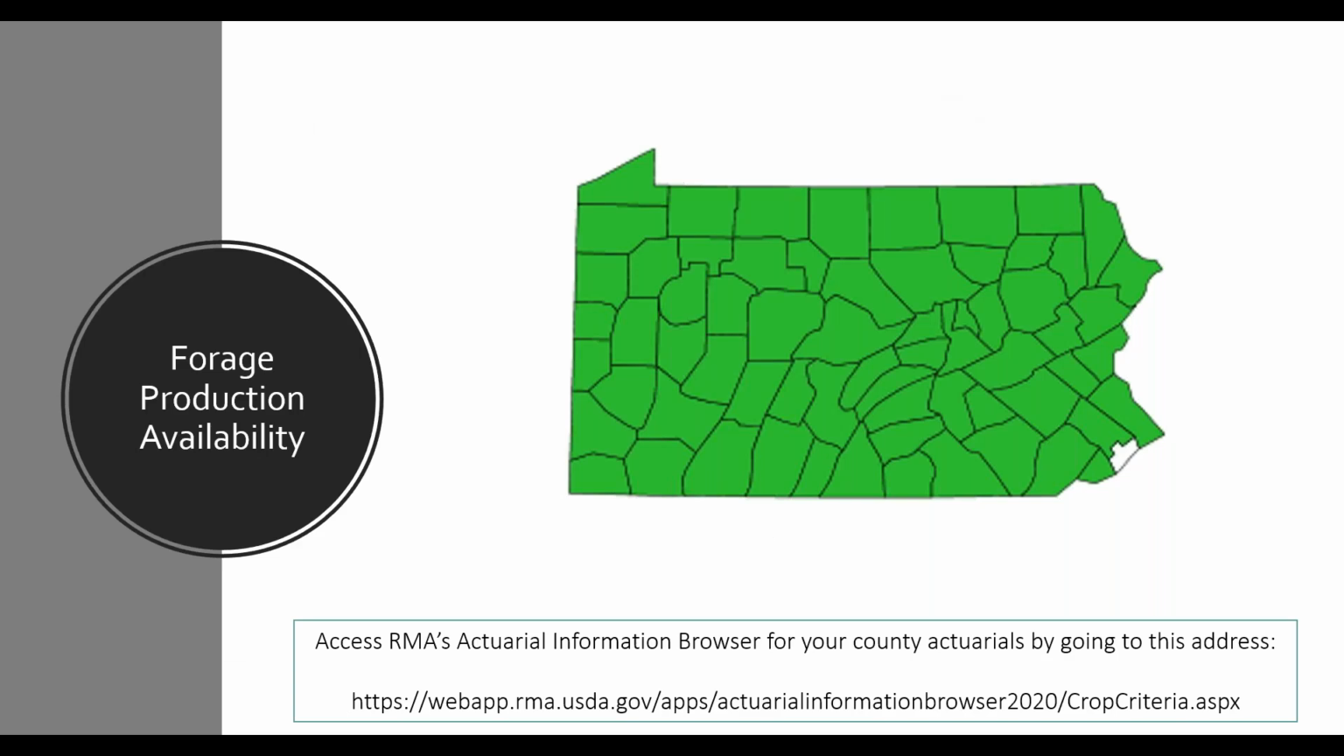Forage production availability, touched on this earlier. It's available in all counties of Pennsylvania except Pennsylvania County. It's the one denoted in the white there on the lower right corner. You can access the actuarial information browser for your county. Got the website there. Let's take a look at what you'll find after going to that link.